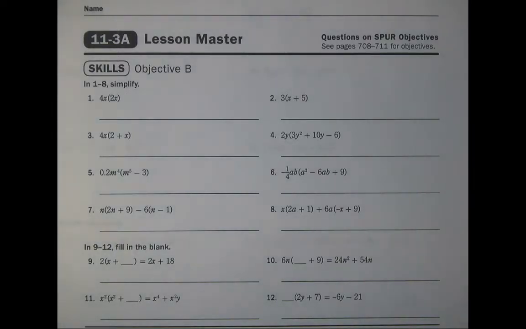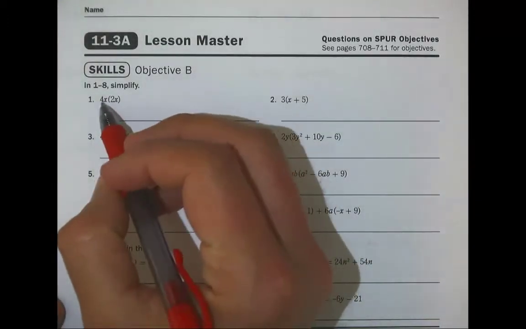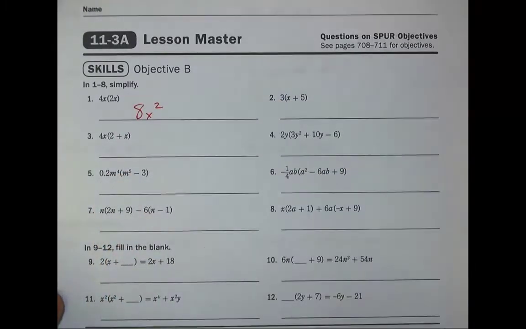This is the 11.3a worksheet, our second day here, working in section 11.3. So we're going to be multiplying monomials by polynomials, just making sure that we follow our product properties, adding our exponents when we have a similar variable. Now let's jump in. Number one, multiplying these, 4 times 2 is 8, and x times x is x squared.